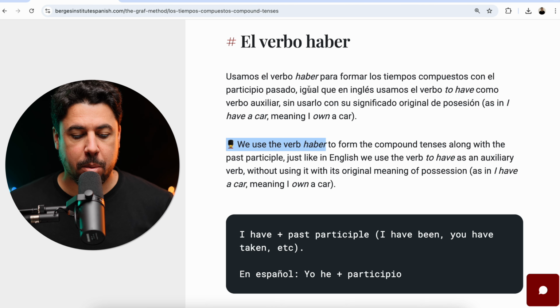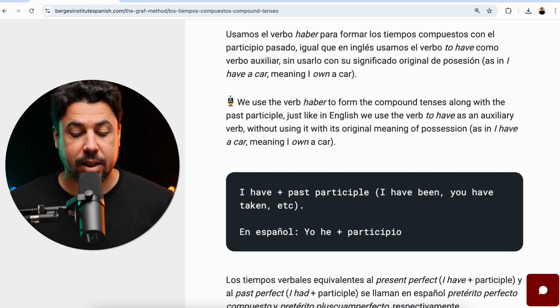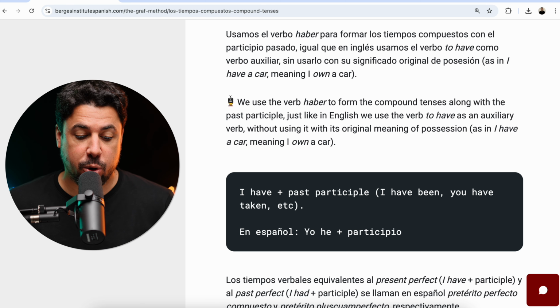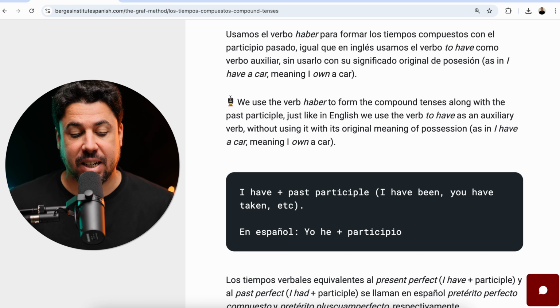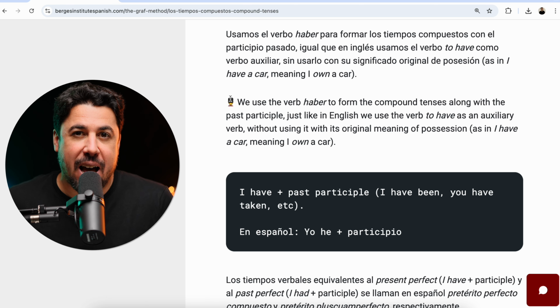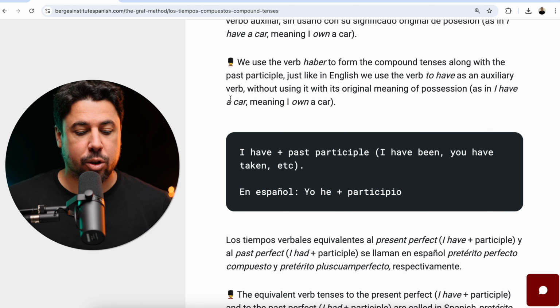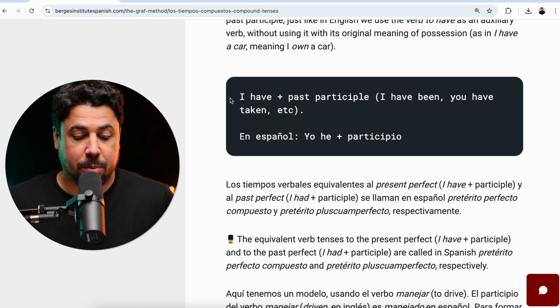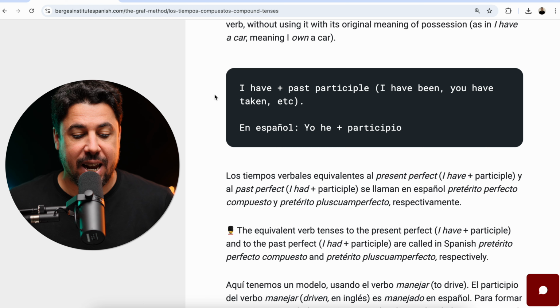Okay, so we use the verb haber to form the compound tenses along with the past participle. Just like in English, we use the verb to have as an auxiliary verb without using it with its original meaning of possession, as in I have a car, meaning I own a car, right? It's very different saying I have a car, which means I own a car, from saying I have gone to this place or I have driven, right? In that case, have is being used as an auxiliary verb. The verb that we're actually using is go for I have gone, or drive for I have driven. So I have plus past participle, I have been, you have taken, etc.